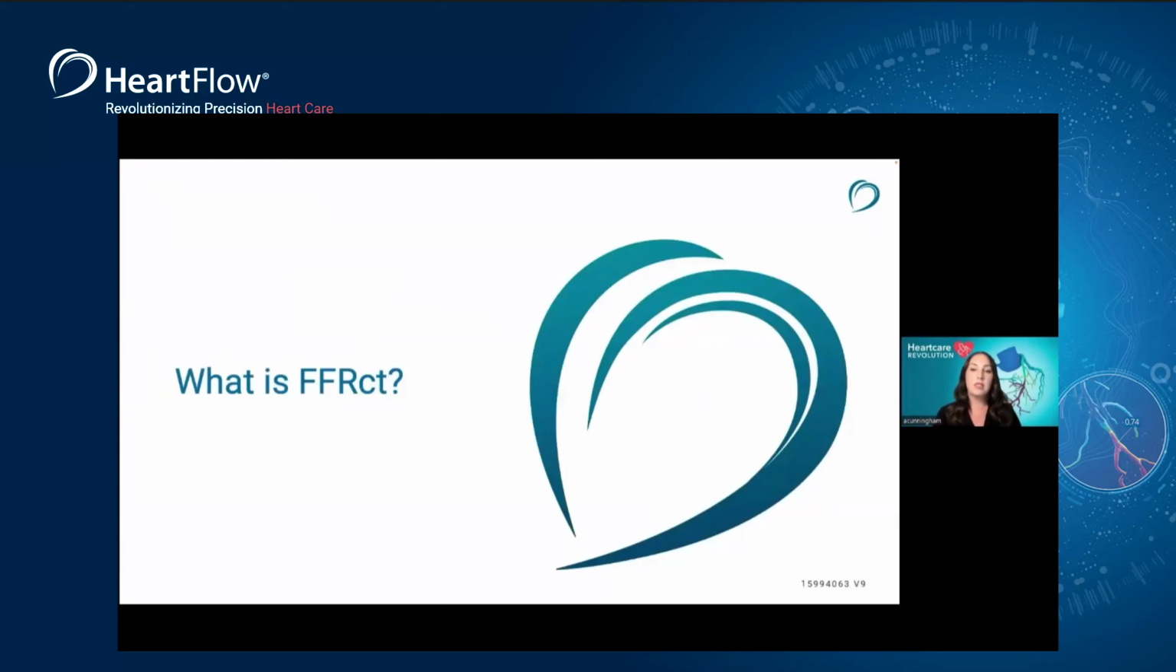FFRCT is a non-invasive, personalized 3D model of the coronary arteries. The images are acquired from a standard CT coronary scan, then sent to HeartFlow for individual analysis. The AI algorithm and human interaction take into account anatomy and physiology to determine if a patient has narrowing or blood flow blockages present in the arteries.